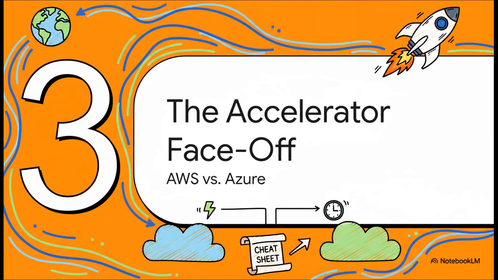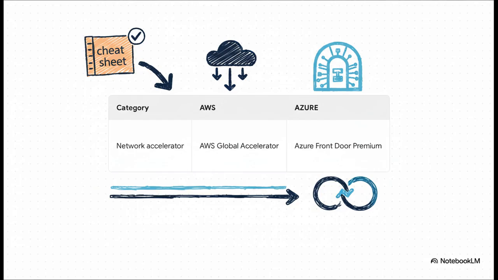Okay, time to put our cheat sheet to the test. Let's say you and I need a way to make our global application faster. We want to cut down latency for all of our users, no matter where they are in the world. We need a network accelerator. So, what does the cheat sheet say? And here we go. We got an answer. Under the Network Accelerator category, the cheat sheet says, for AWS, you use AWS Global Accelerator, and for Azure, you use Azure Front Door Premium.